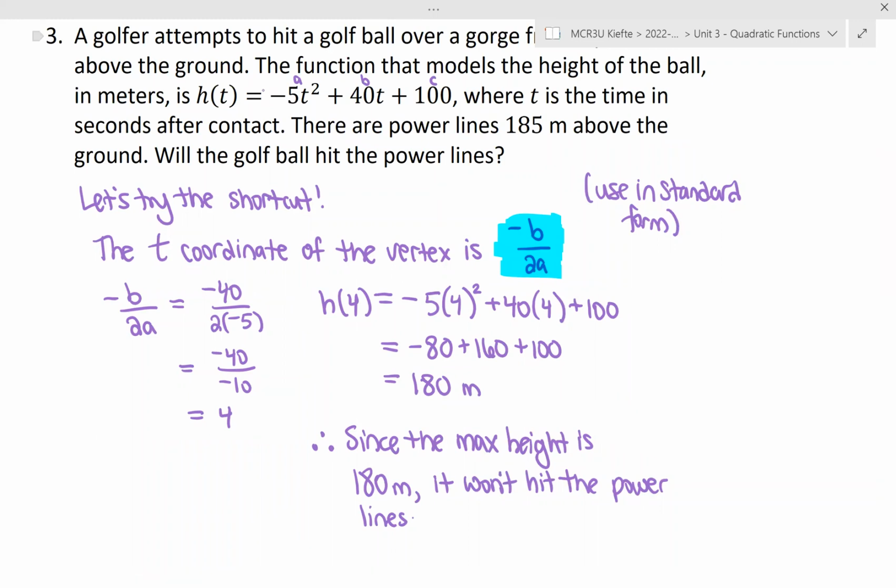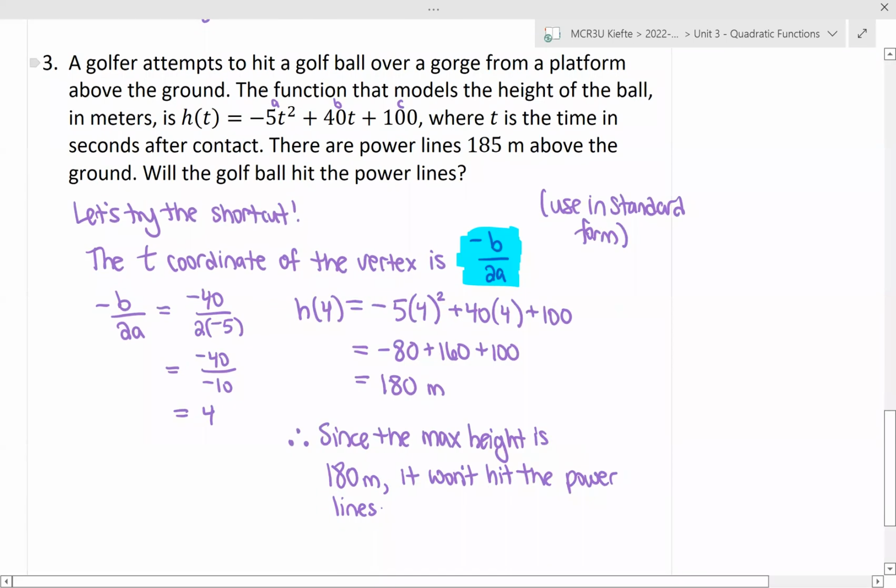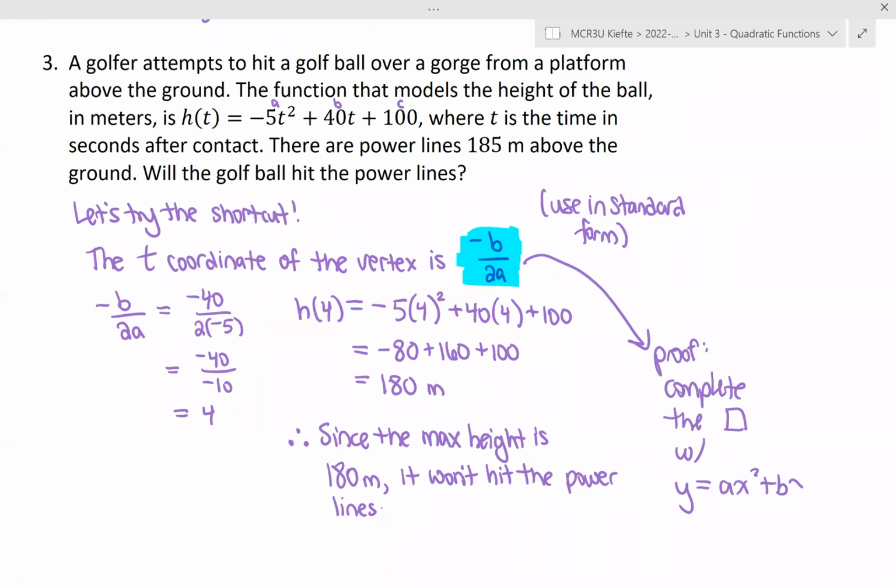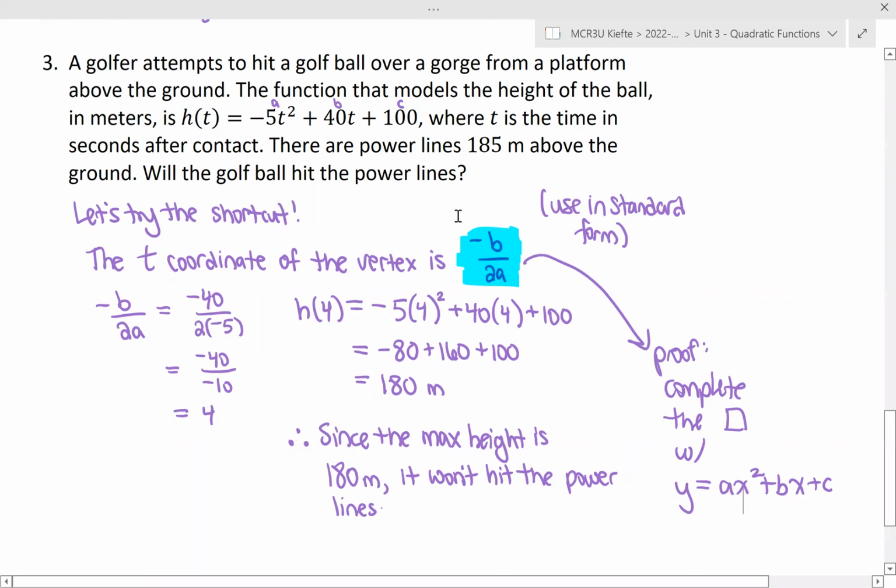If you want, you can try proving that. The proof of that comes from actually completing the square. So if you follow the procedure to complete the square with y equals ax squared plus bx plus c, then that will give you your coordinate right there. So using this, we have our a is -5, our b is 40, and our c is 100. So we're subbing this into -b/2a, and we can see the t coordinate of the vertex is 4.